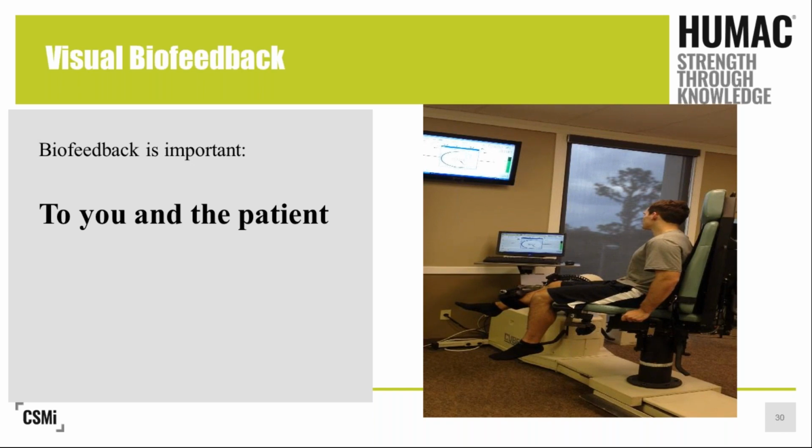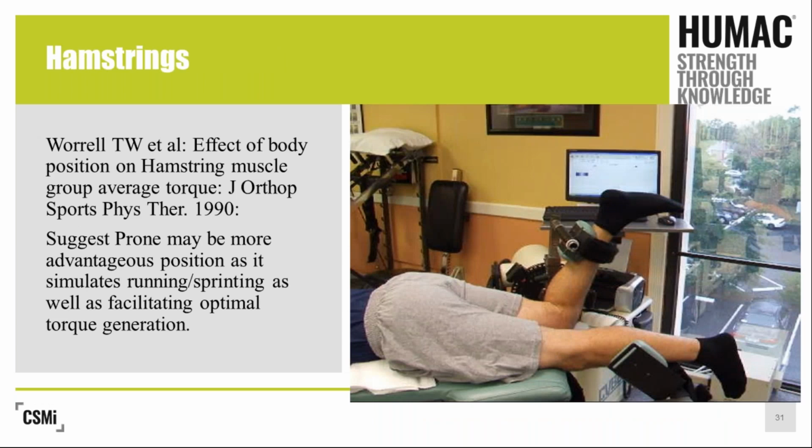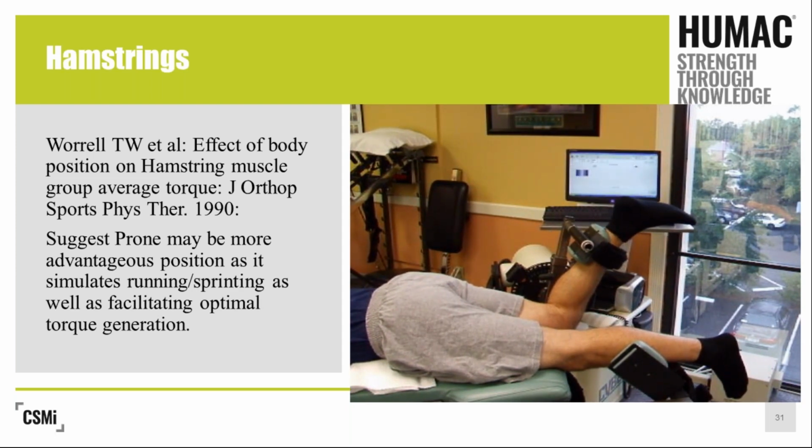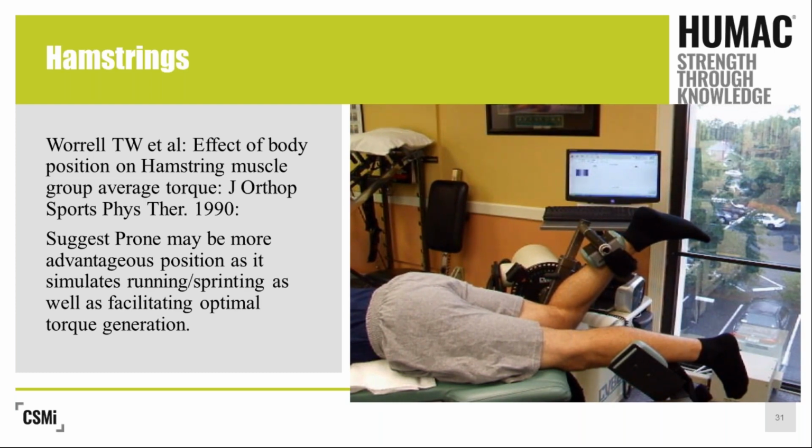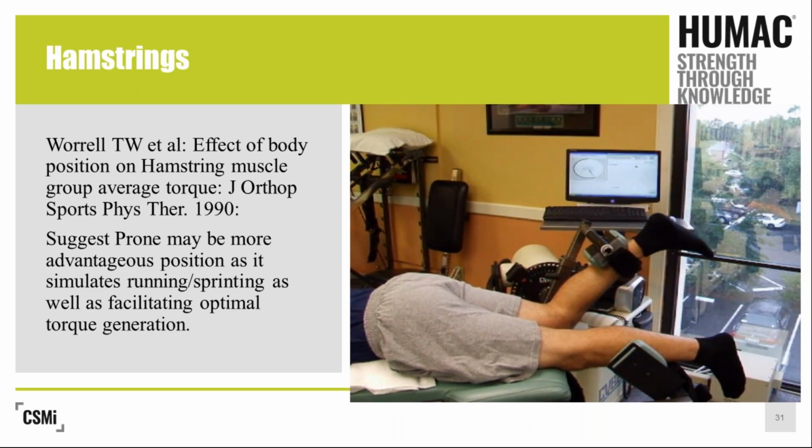And one of the advantages that we have, we're starting stability exercises isometrically early on. I'm a big hamstring guy. There's no doubt. We do a lot of stuff in sitting positions also, but how about prone? I mean, Dave Perrin, who I think is great, Teddy Worrell, did one on effects of body position on hamstring muscle group average torque. Suggests that prone may be actually a more advantageous position because it facilitates optimal torque production. I love getting into prone with a lot of our hamstring or even posterior hip pain patients.